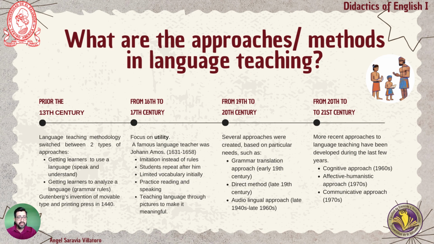So it's from the 16th to the 17th century. The focus on language shifted to utility. One of the most famous language teachers and methodologists of this period was Johann Amos Comenius, who published books about his teaching techniques between 1631 and 1658. He said that imitation should come instead of rules, students repeat after him, and the vocabulary is limited initially, but then it will be increased.